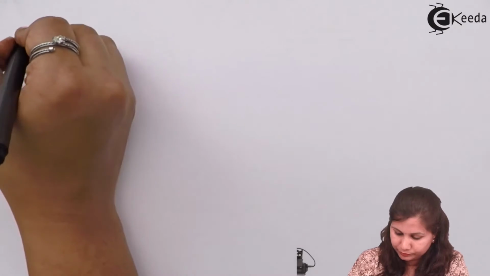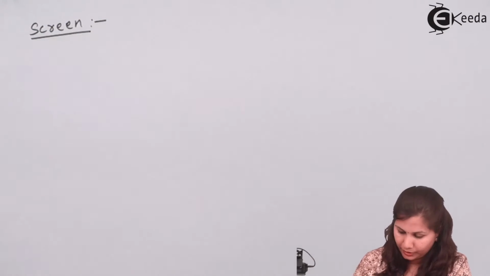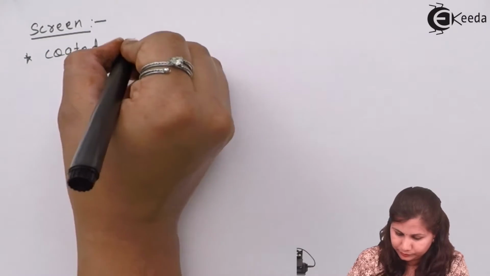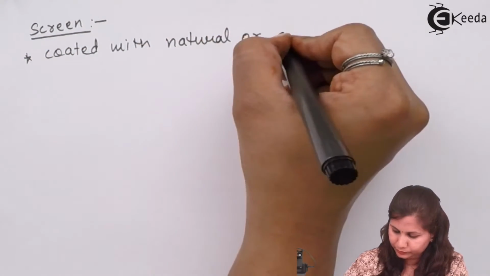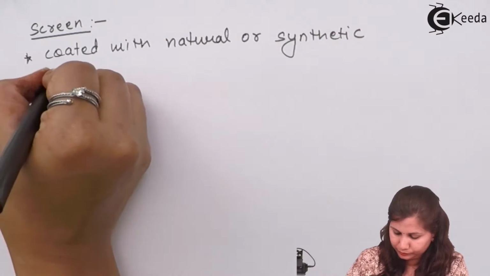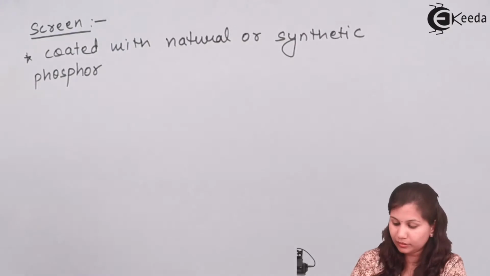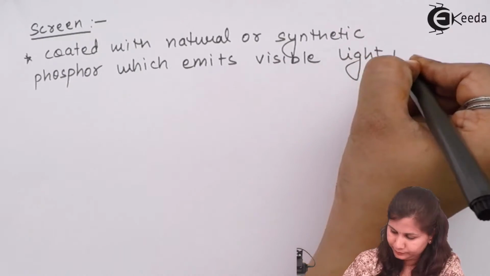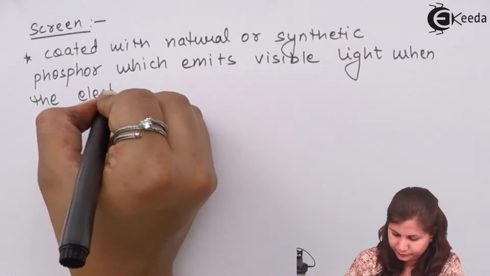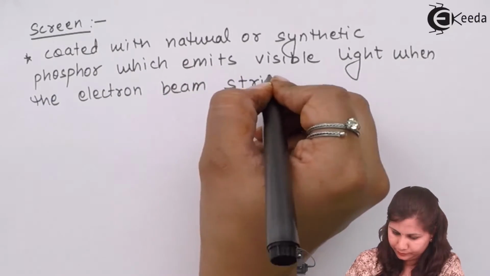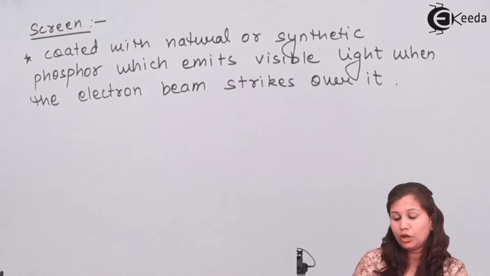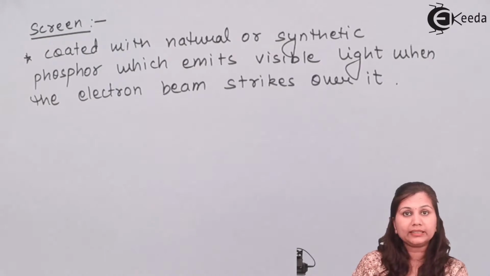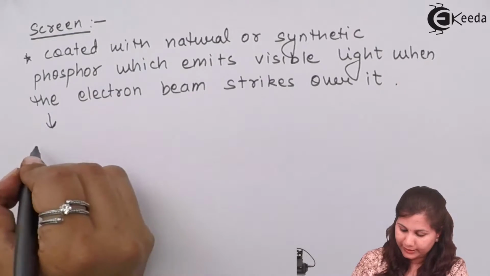So if we talk about the screen, this phenomenon of emitting visible light when the electron beam strikes it is known as fluorescence.